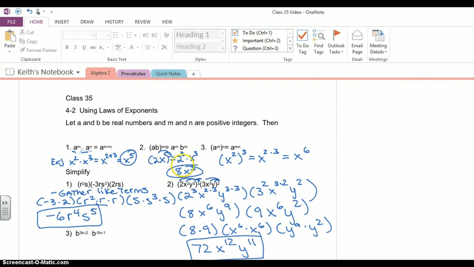So here, since we're multiplying, we're going to add the exponents, so it's b to the 3n minus 2 plus negative 5n minus 1. 3n plus negative 5n is negative 2n. Negative 2 plus negative 1 is minus 3.